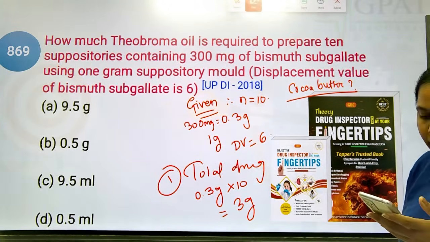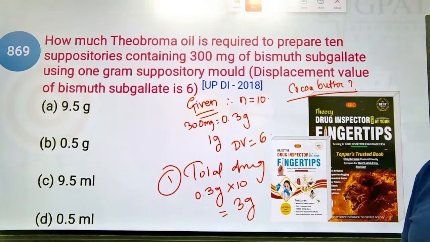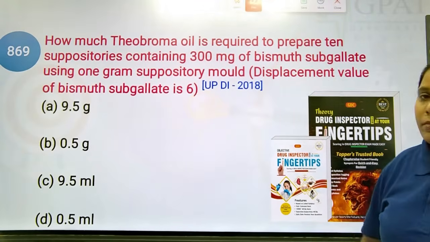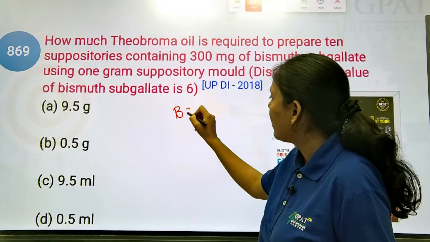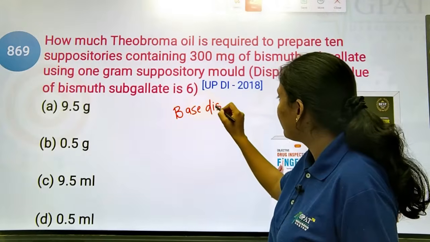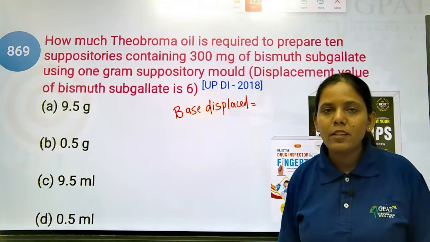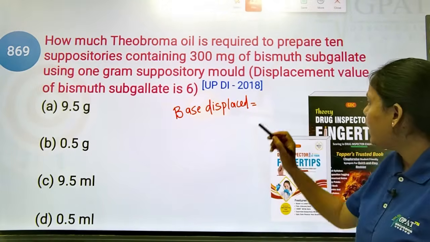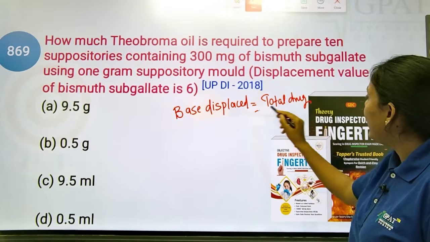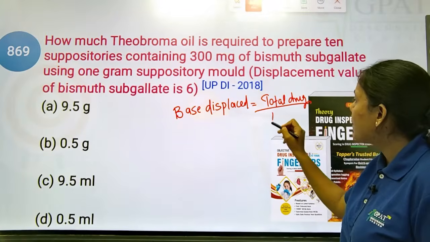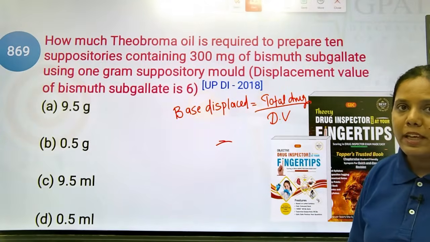Let me know once it is completed. Okay? So you have total 3 gram of the drug. Now you will calculate how much base is displaced. How will you calculate how much base is displaced? Whatever the total amount of the drug is there, divided by your displacement value. That will give you idea about how much amount of the base has been displaced.